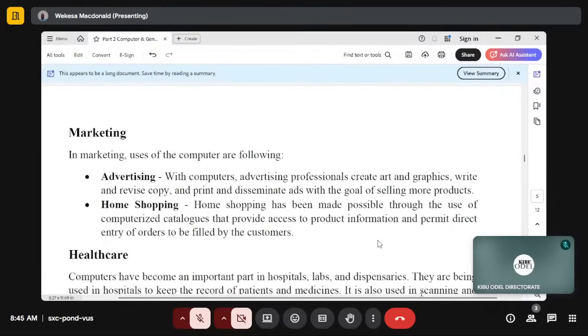Computers are used in marketing, in advertising, okay, to create the adverts, the graphics, to print magazines, posters, flyers, okay. You can shop online on Jumia, on Kilimall, using a computer, right?